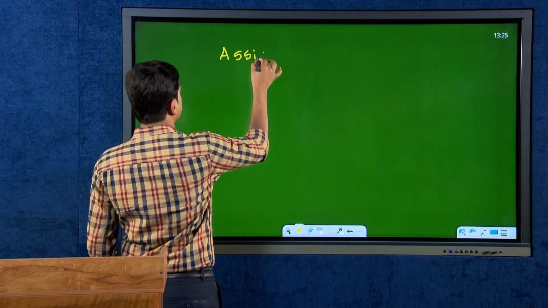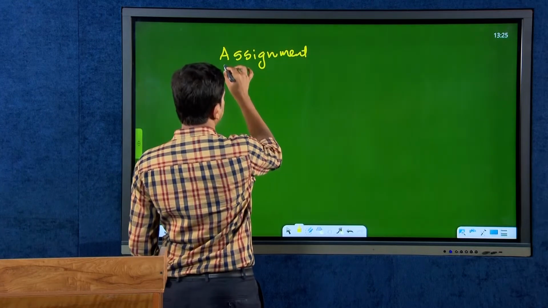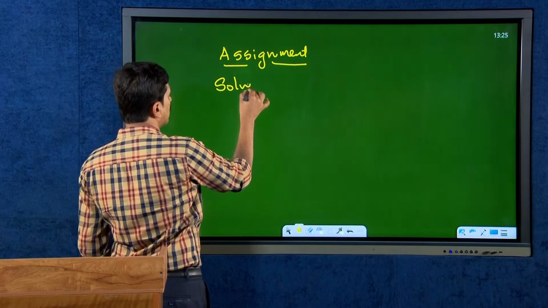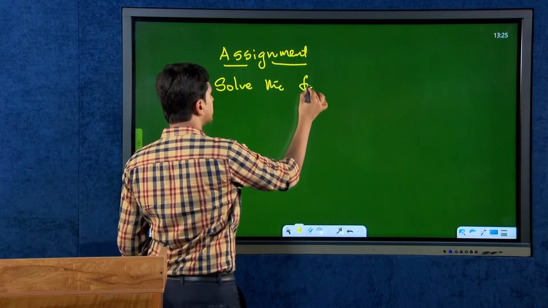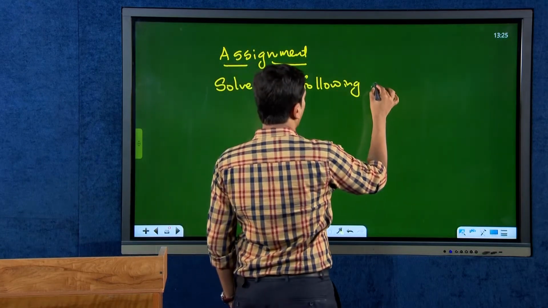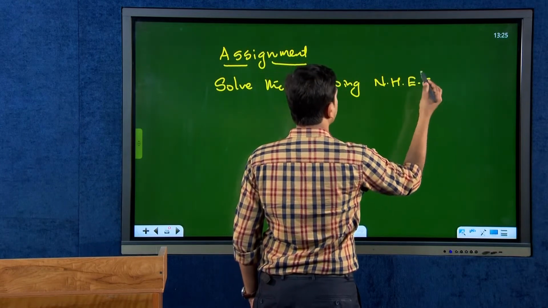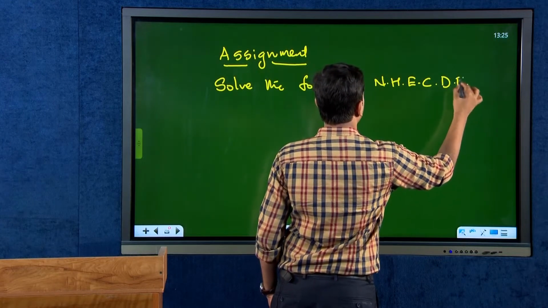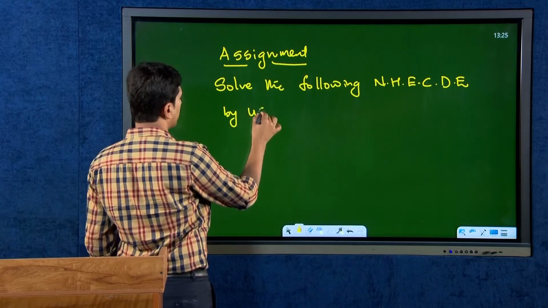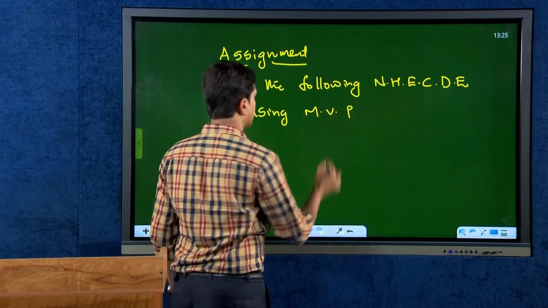I am providing some assignment questions to you. Assignment questions. So, solve the following non-homogeneous Euler Cauchy differential equation by using the method of variation of parameters.